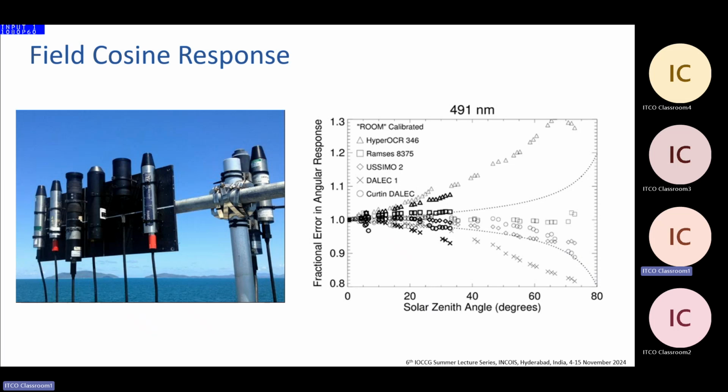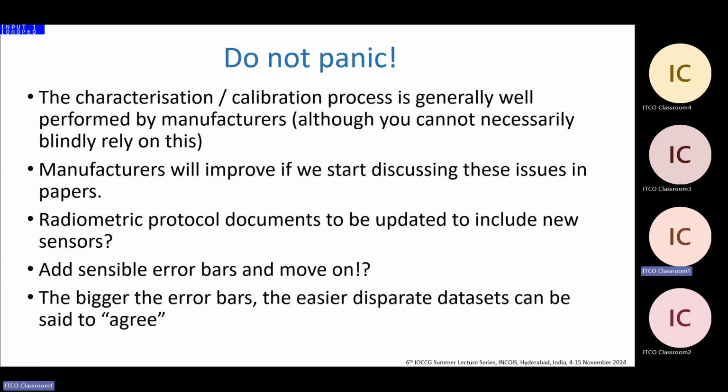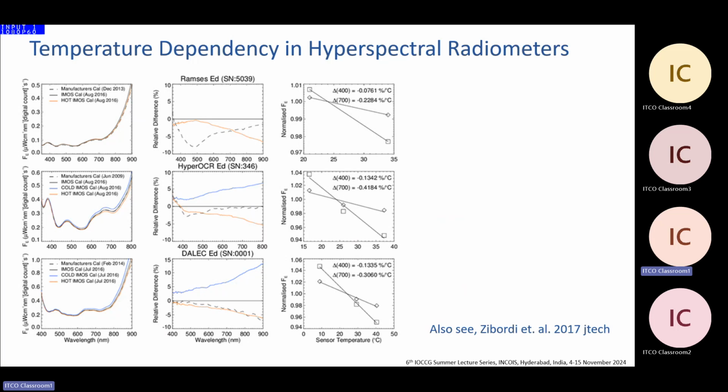Yeah, that's one thing we tried to characterize with this experiment as well, the temperature dependence of the hyperspectral sensors. And so what you have on this plot is just for 3 different sensors. The top row is for the Ramses, from the German company Trios. Then you have the hyper-OCR from Sea-Bird Scientific. And the one on the bottom is the DALEC developed by CQ Marine Optics, the company that Matt is running.